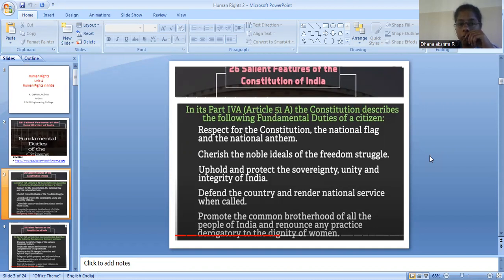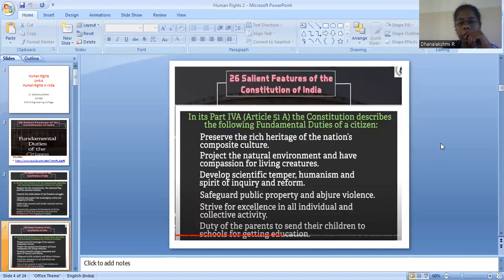To promote the common brotherhood of all the people of India and renounce any practice derogatory to the dignity of a woman. That is a very important feature of our Constitution of India, where the fundamental duties of a citizen are all these things. The fundamental duty of a citizen is also to preserve the rich heritage of the nation's composite culture, protect the natural environment, and have compassion for living creatures. As human beings, we should have compassion towards other beings. It is not only compassion towards other humans, it is also compassion towards each and every creature created by God.